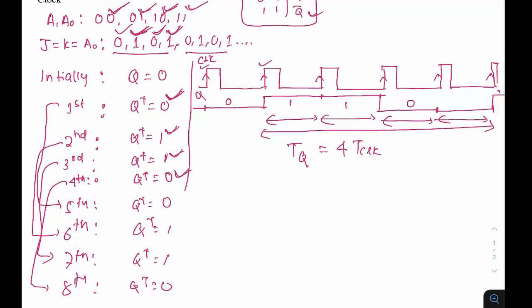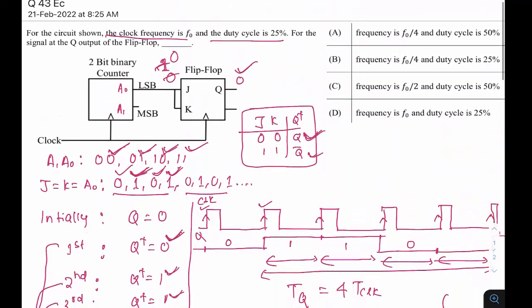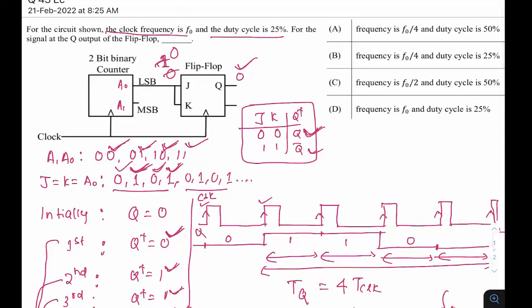But what are we supposed to find? We are supposed to find the frequency. So the frequency of Q is equal to 1 by TQ, which is 1 by 4 T clock. 1 by T clock is F0 here, that means the frequency of the clock is given as F0. So this is F0 by 4. The frequency of the Q terminal is F0 by 4. If you observe the options, F0 by 4 is given in the first 2 options, so C and D are wrong.